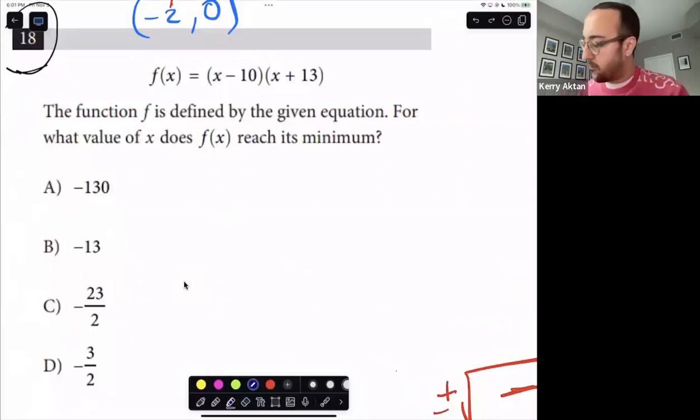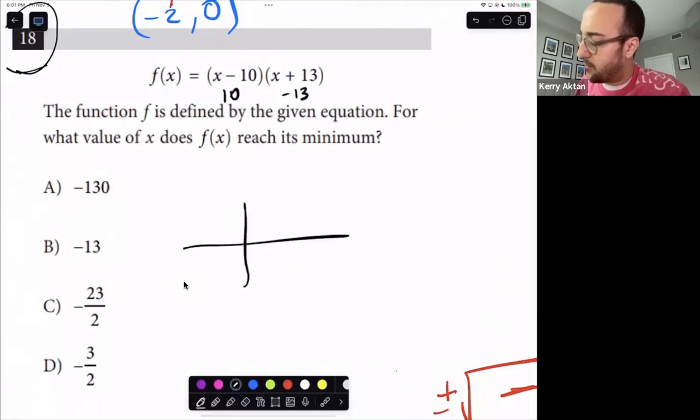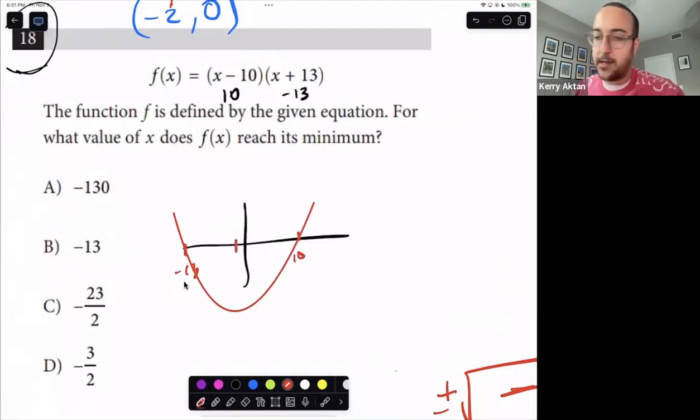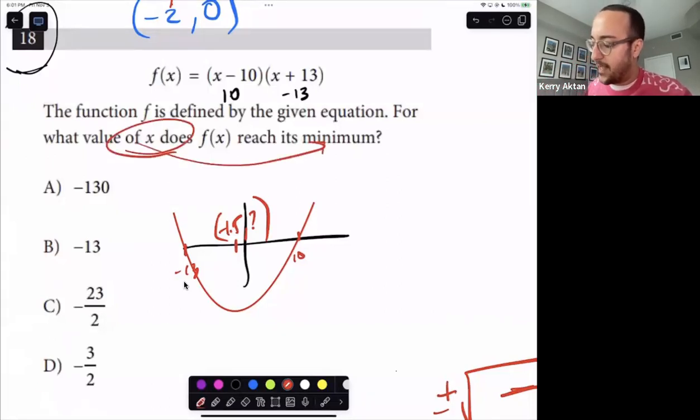Yeah. Guys, I'm just going to work through it for the sake of time. What do we do for a question like this? Well, it's in this factored form for a reason. They're telling you that 10 and negative 13 are your zeros. So 10 is here, negative 13 is here. Thus, we have a parabola like this. What's halfway between negative 13 and 10? Negative 1.5 in the x. If it wanted the y value, we could find it by plugging it in, but it just wants the x value at which it reaches the minimum. That's D.